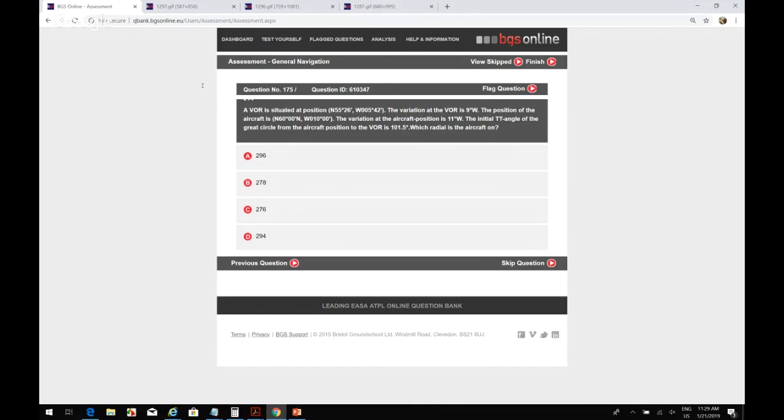Which radial is the aircraft on? Right, so 101.5. The magnetic variation at the VOR is 9 west. So what's the reciprocal of 101.5? 281.5. Variation west, magnetic best, so add 9. We get 290.5. Well, that's wrong.